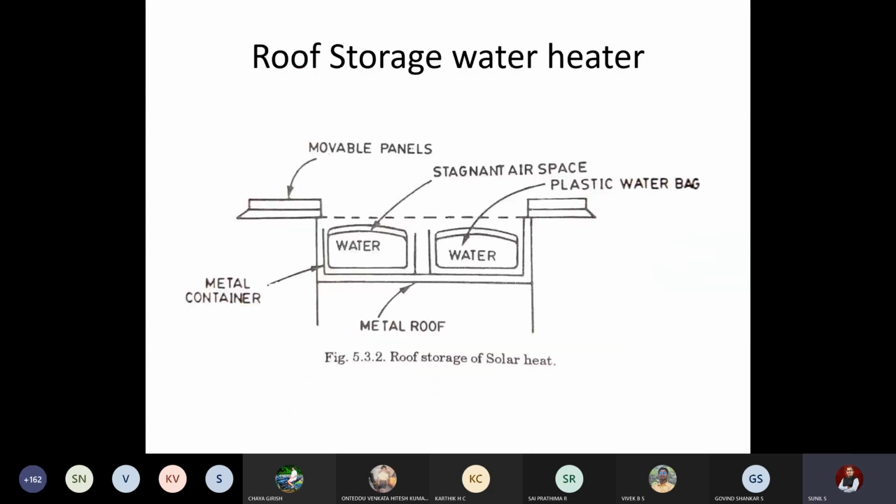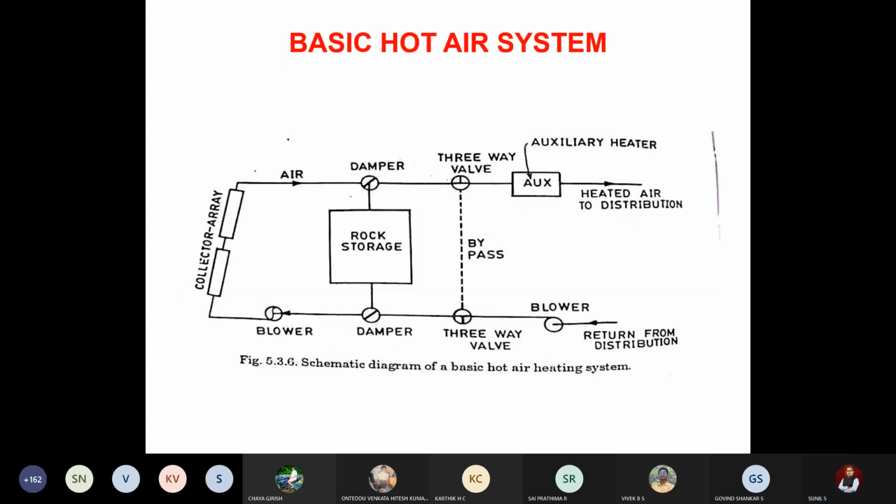But with roof storage, we use water in plastic conductible bags so that the water will be heated, and the roof will be made of metal, which is a good conductor. So if the water is hot during the night time also, you can expect the heat to be in the room. It is most probably used in many of the Western countries. Roof storage water heater, this we had discussed.